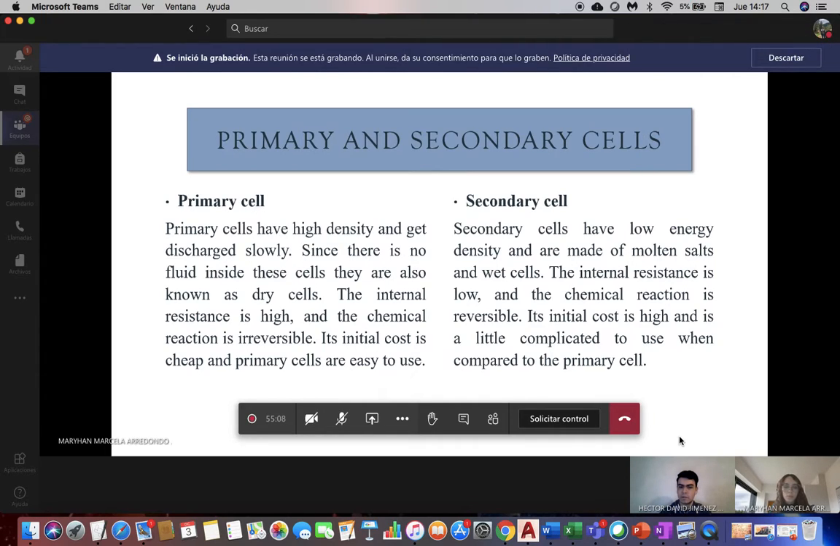The secondary cells have a low energy density and are made of molten salts and wet cells. The internal resistance is low and the chemical reactions are reversible. Therefore, their costs are higher than the primary cells and they are more complicated to use.